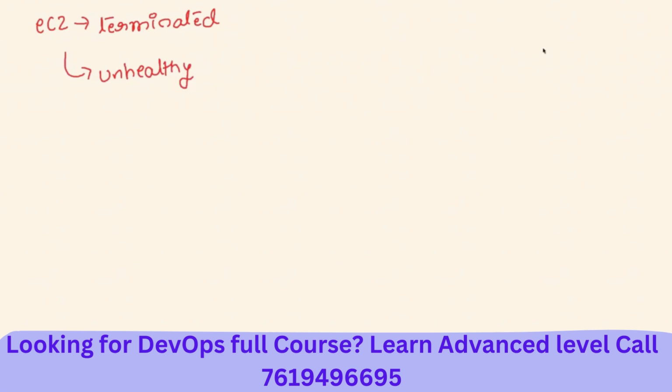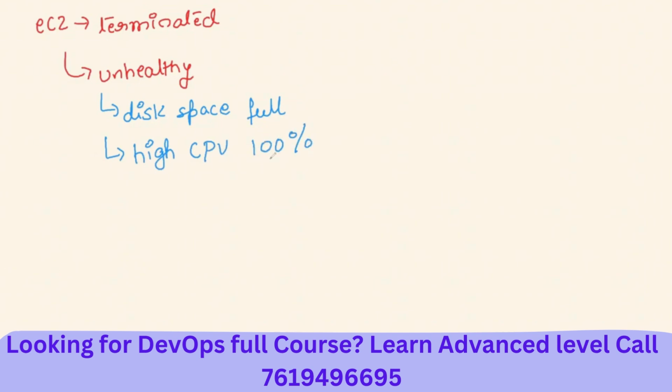What are some of the factors because of which an EC2 instance can become unhealthy? Some of the factors are disk space being full, and high CPU utilization. So if you're throttling 100% and there is no CPU for the operating system at all, then it could become unhealthy. Also, another issue could be no memory left. So these are the three possible causes that would probably result in unhealthy EC2 instances.